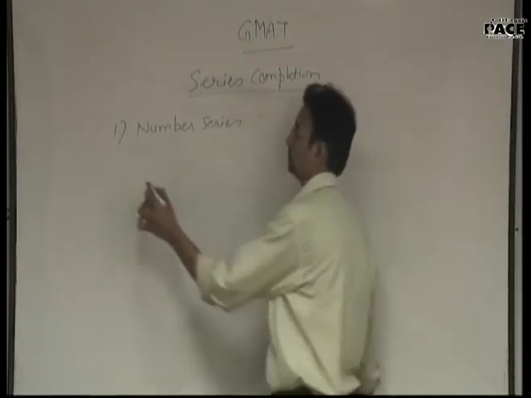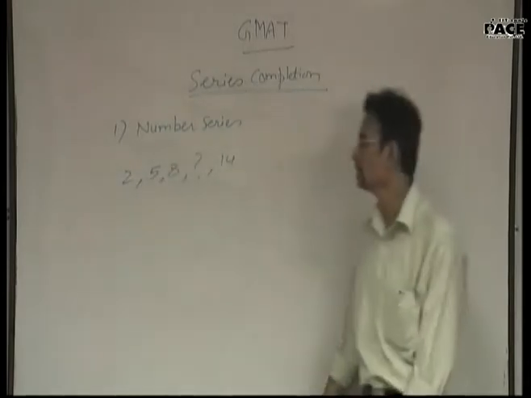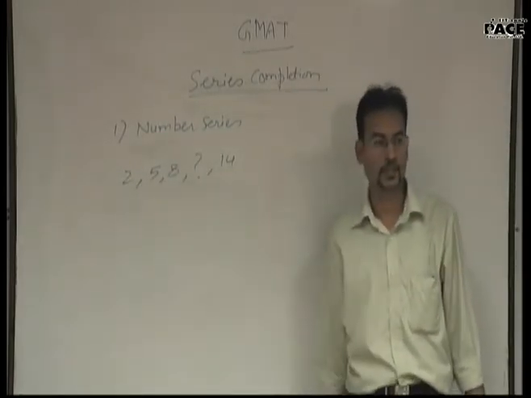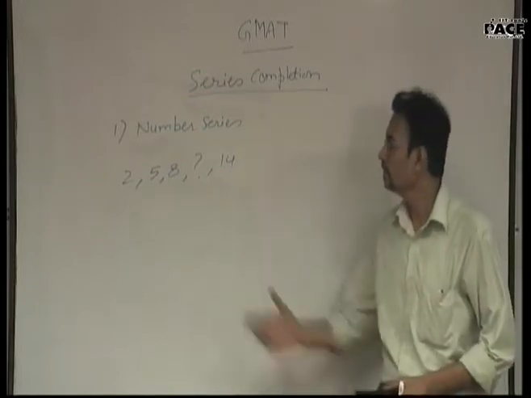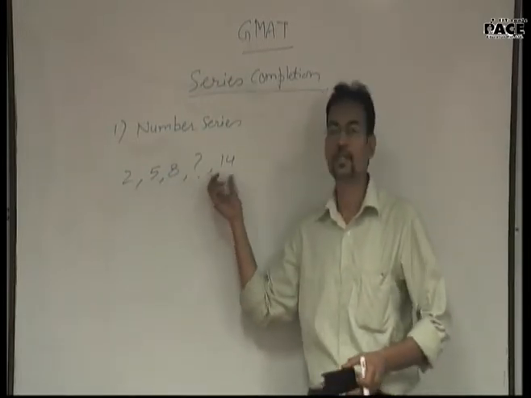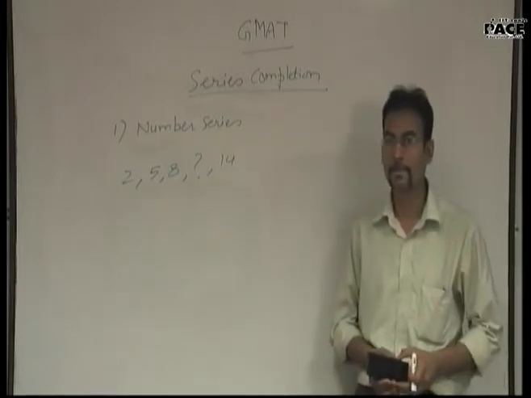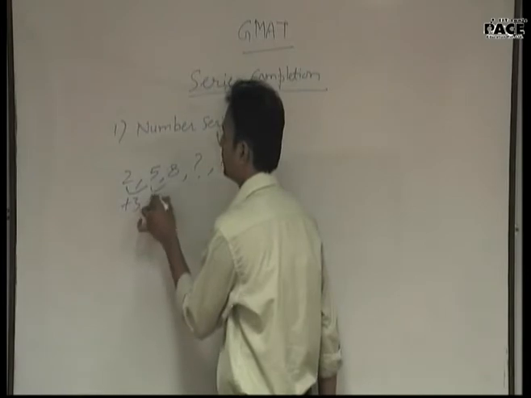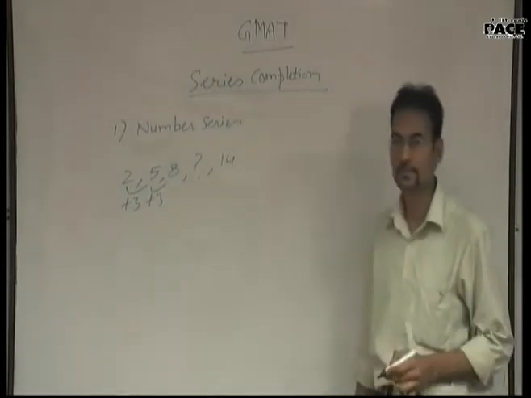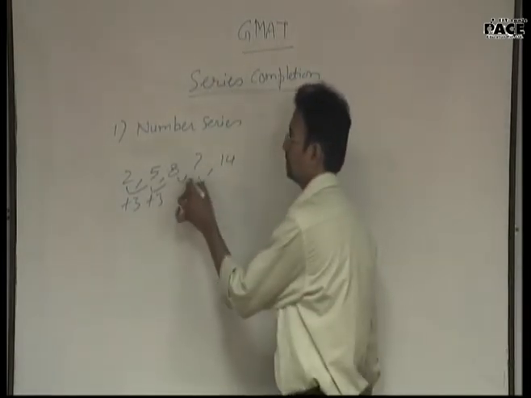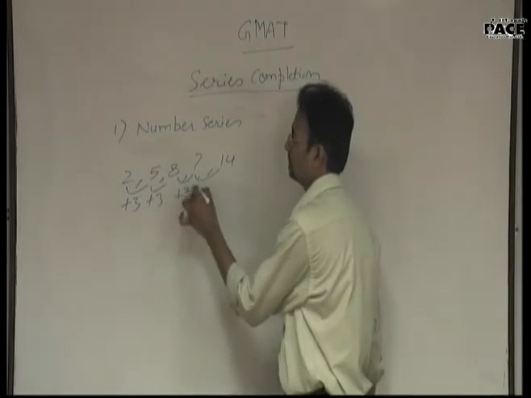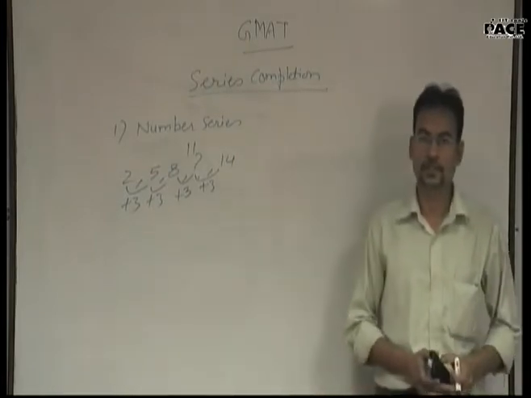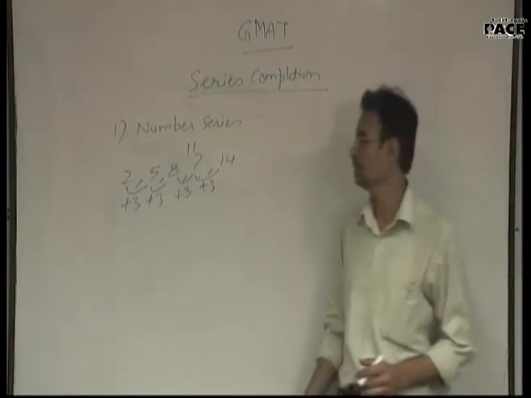For example, suppose we take this: what number will come in place of this question mark? 2, 5, 8, question mark, 14. See, we have the difference plus 3. So can you maintain it? Yes, we can. So the answer will be 11.